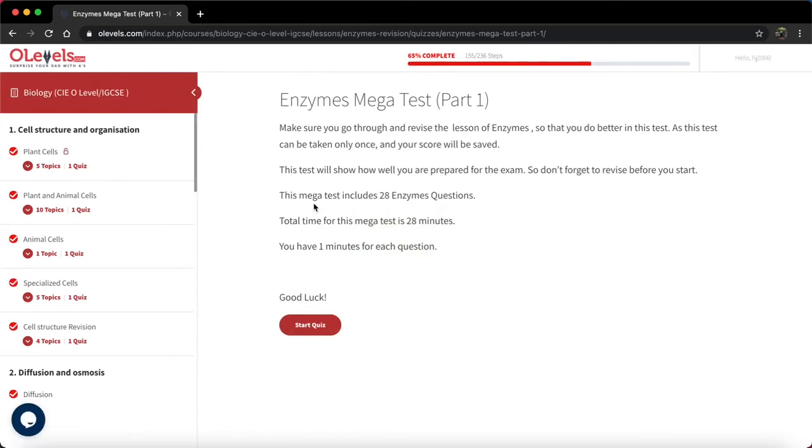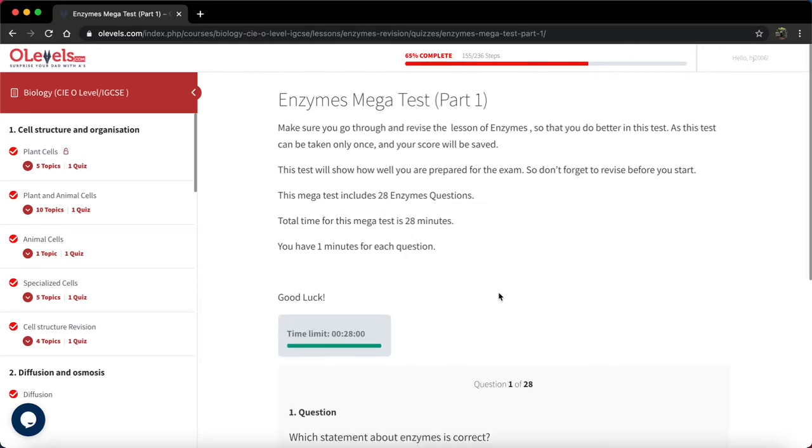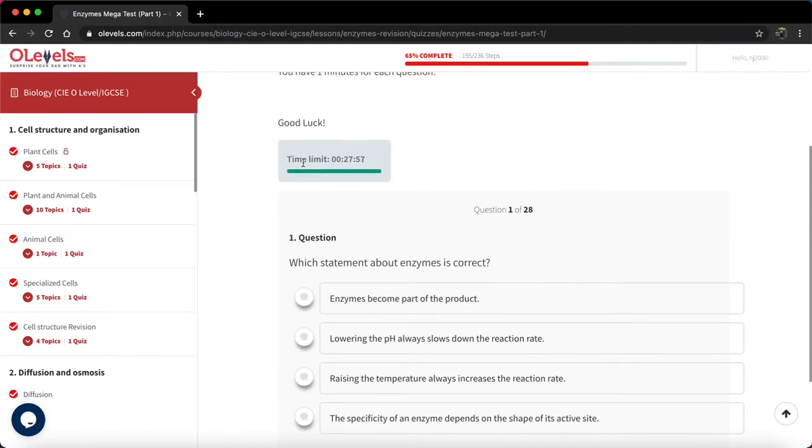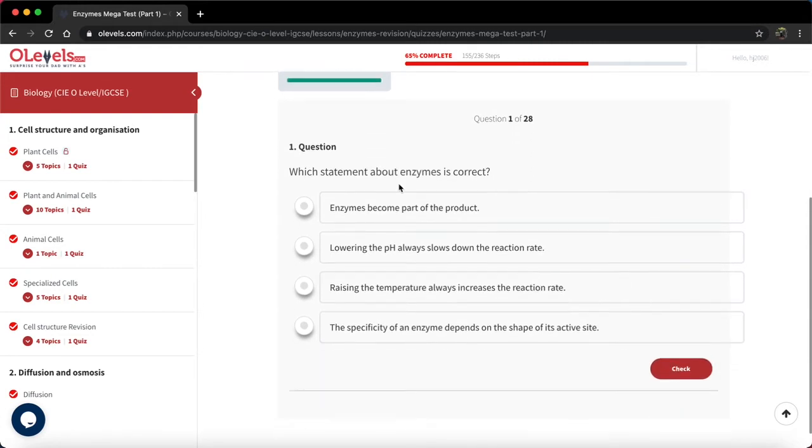Now, how many questions are there? This mega test includes 28 enzyme questions. Total time for this mega test is 28 minutes. You have 1 minute for each question. Okay, let's get started. Start quiz. Now, you can see here that we have the timer started. So 27 minutes remaining.